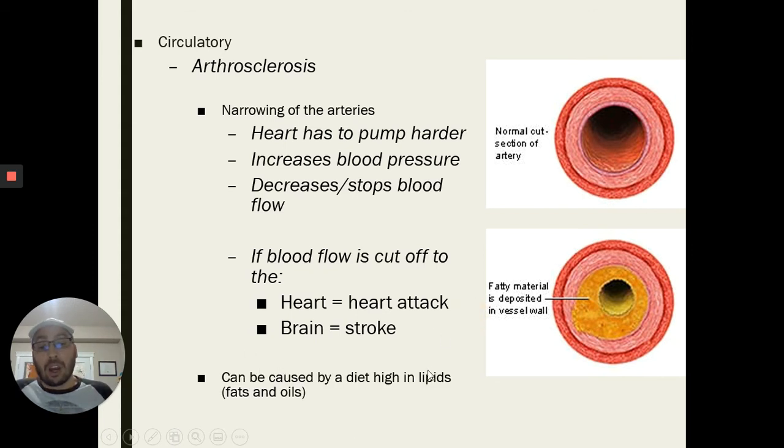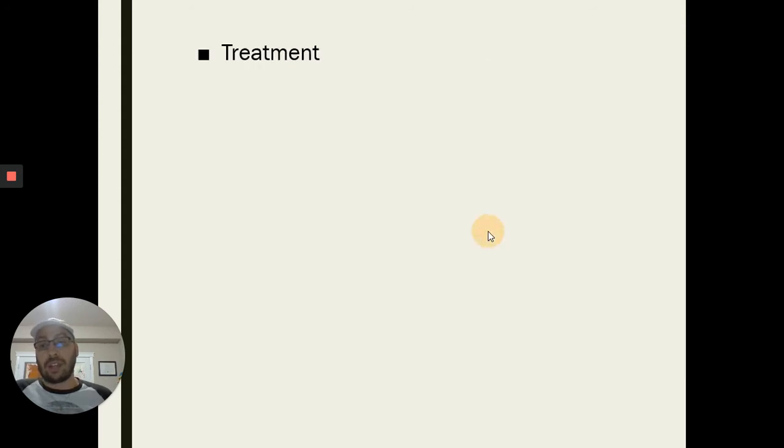So this can be caused by a diet high in fats and oils. So eat healthy, eat more vegetables, okay? Portion sizing. Like, I love my nice big juicy steaks, but portion size the steaks, smaller portions, eat leaner meats, those types of things. That'll all help prevent this.